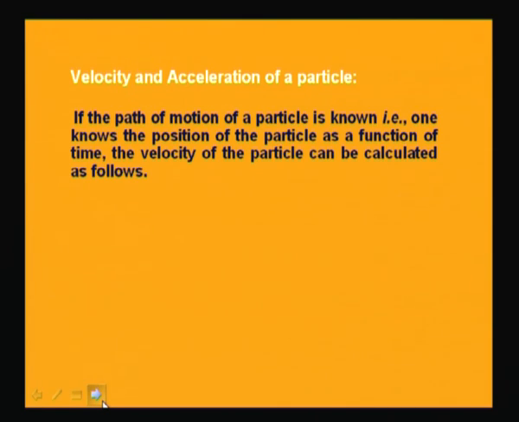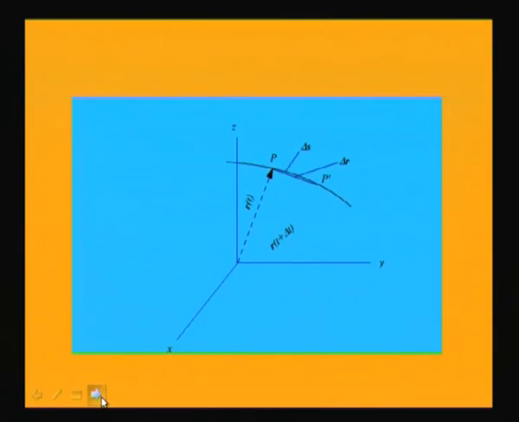Now, I will discuss how we can find out the velocity and acceleration of a particle. If the path of motion of a particle is known and one knows the position of the particle as a function of time, then the velocity of the particle can be easily calculated. Now, how do we calculate this? This was done during Newton's time. Now, see, let us say that we have got a particle P. This particle goes to P dash in time delta t.